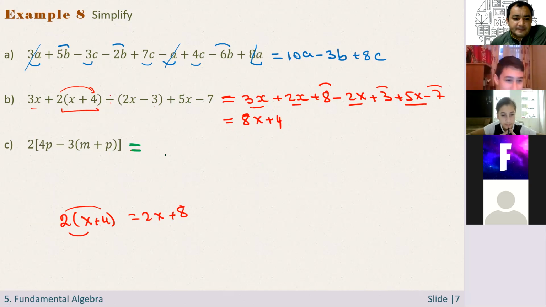Okay. First we copy down the open bracket 4p minus 3m minus 3p.